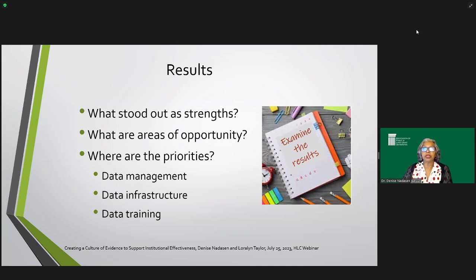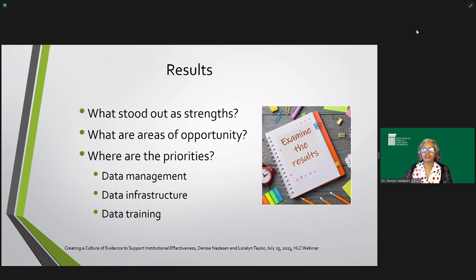So for the collective 200 individuals, some of the strengths identified were that they did have data leaders who valued data on their campus. And they did feel like they had a data governance structure that supported the use of data. The opportunities that we identified were data training. Many folks felt that they did not have the training opportunities that they really needed, or they didn't have data definitions easily accessible to them.